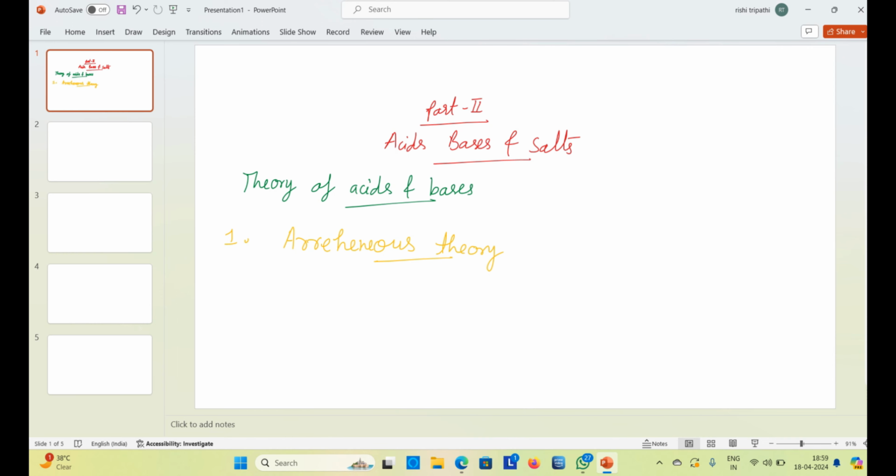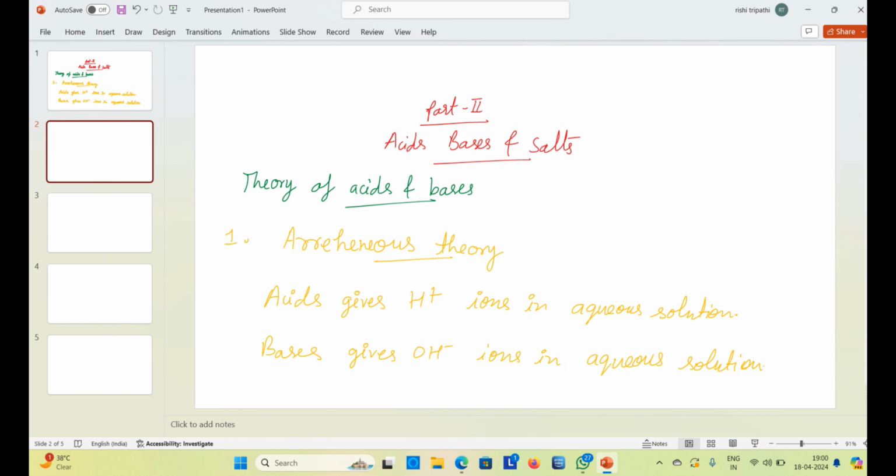So according to the Arrhenius theory, acids give H plus ions in aqueous solution, having water, and bases give OH minus ions in aqueous solution. So it was the first theory, the Arrhenius theory.